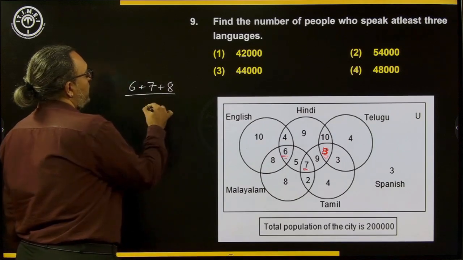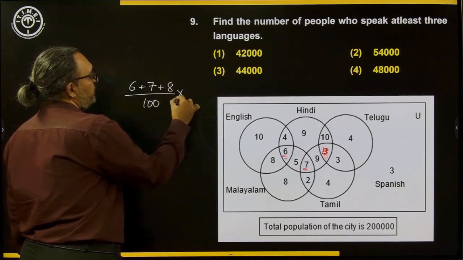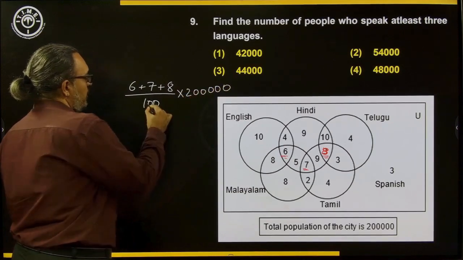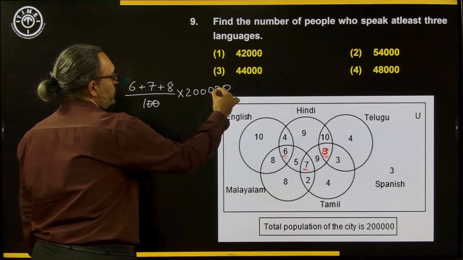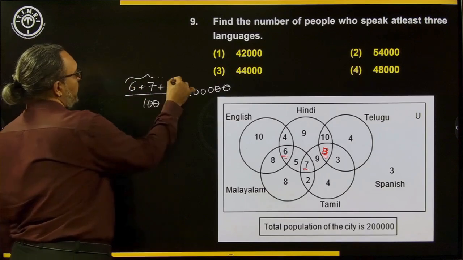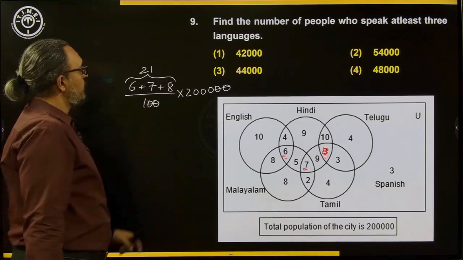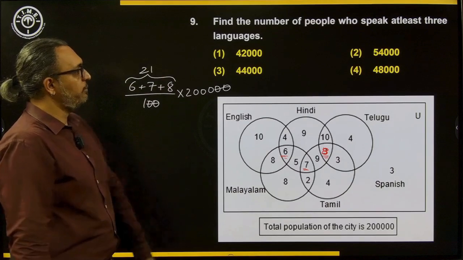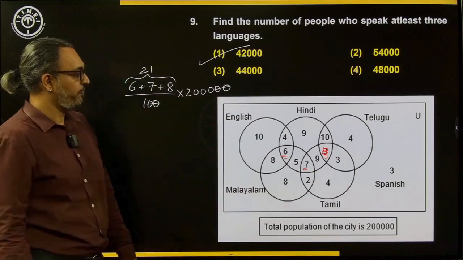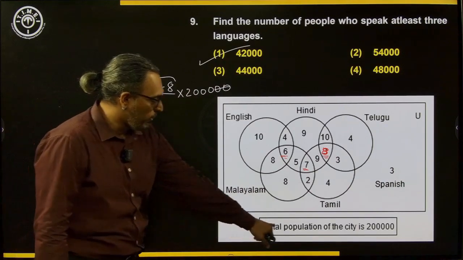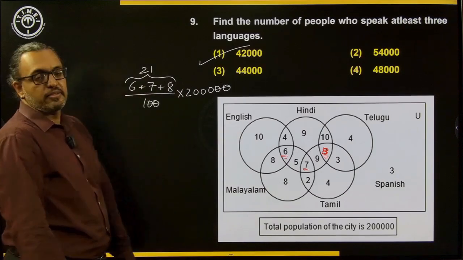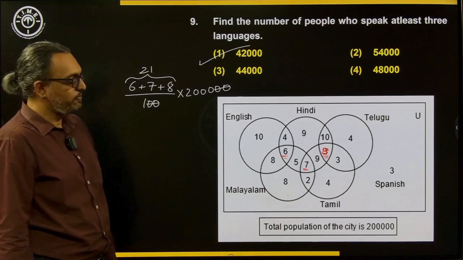So I then divide it by 100 and multiply it with 2 lakhs because the total population is 2 lakhs. So you cancel out the 2 zeros. So you have 2000 multiplied by this is 21. So 21 into 2, 42. So basically my answer is going to be 42,000. That's available in the first option. Because the total population is 2 lakhs. Understood?